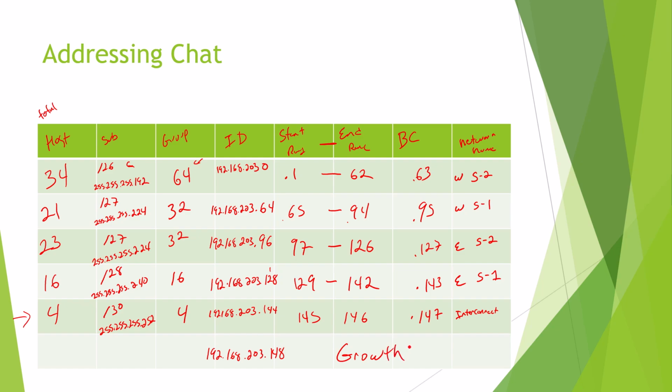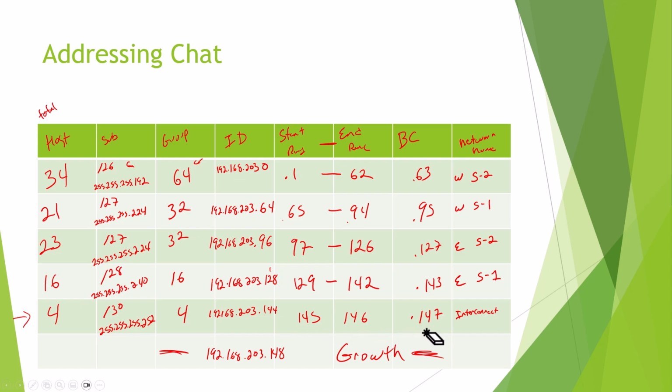Just like we started our chart with 192.168.203.0, this one right here is growth. So Network 5, the interconnect, only has 192.168.203.145 and 203.146. Only 2 addresses. Is that good enough? Yeah, because we only needed 2 hosts, and then we needed an ID and a broadcast. So we have our 4 addresses, and that does accommodate what we need.